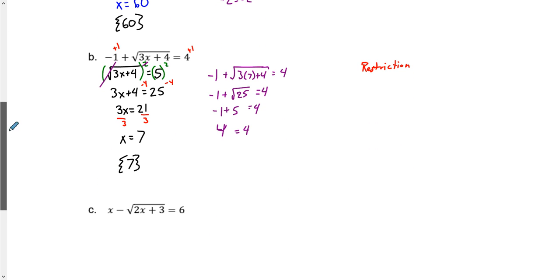I'll explain that a little bit better here. We have to just say that 3x plus 4 has to be greater than or equal to 0. So by subtracting 4 and dividing by 3, x has to be greater than or equal to -4/3. And that is absolutely the case. Our actual solution is 7. It's definitely greater than -4/3.